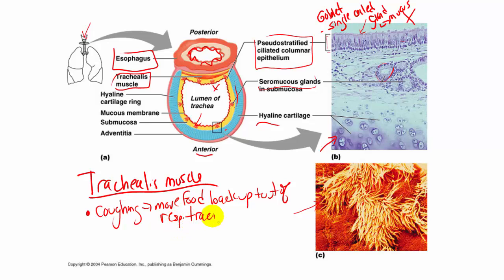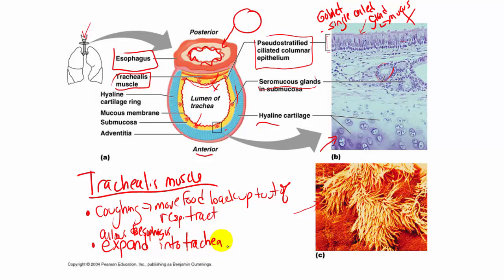The other thing that it helps with is that if you happen to swallow a large bolus, a large ball of food, down the esophagus, it can expand into the trachea a bit because this area is kind of stretchy. So it allows the esophagus to expand into the trachea if you happen to swallow a large amount of food.